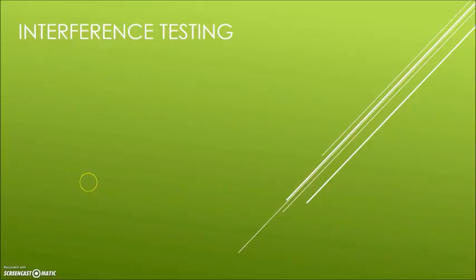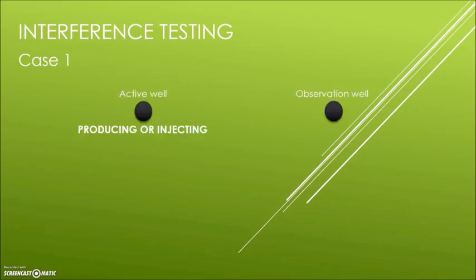Thank you very much, Si Cheng, for the explanation. For my part, I will explain to you one of the cases the interference testing can be done. Case 1, where the active well is producing or injecting. The pressure at the observation well can be calculated using this formula: PWS equal to P1HR plus M log T, where PWS is the stabilized well pressure, equal to pressure at 1 hour plus M, the gradient, log time.